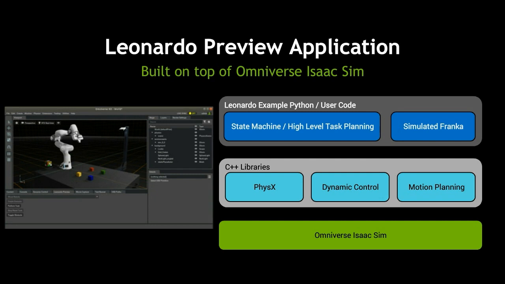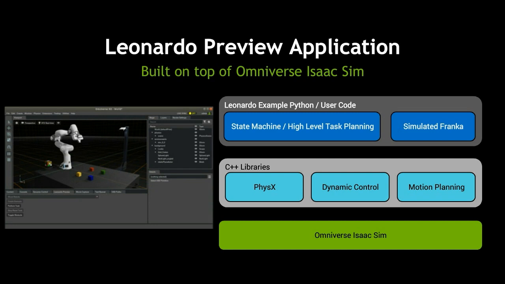If you want to interact with PhysX directly, you could get rid of the dynamic control side and have the low-level PhysX access. If you wanted to change the robot, you could get rid of the simulated Franka and introduce your own robot class that would leverage everything else, motion plans, dynamic control, or any subset. And then on top of that, introduce your own state machine, your own high-level task planning that would interact with the robot.